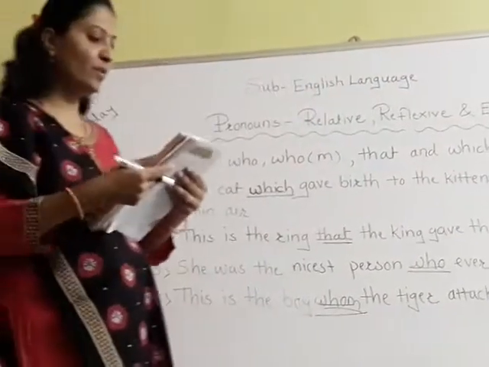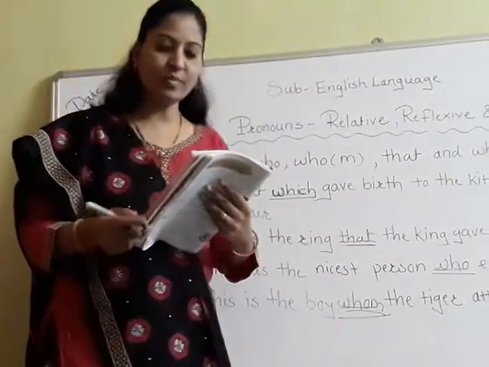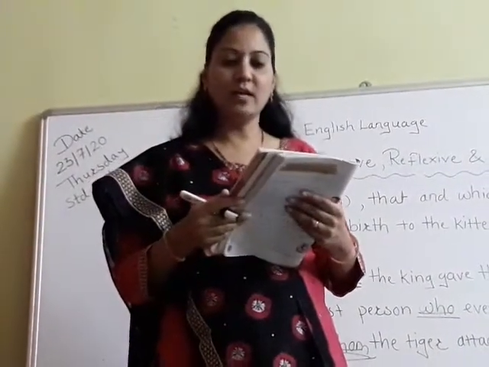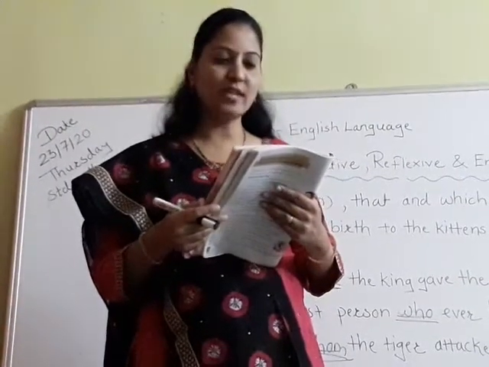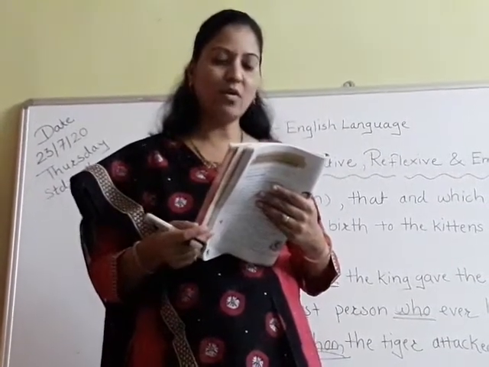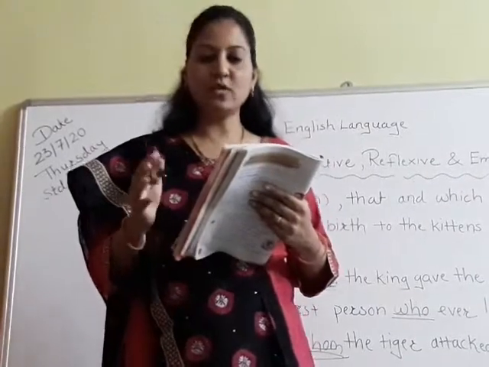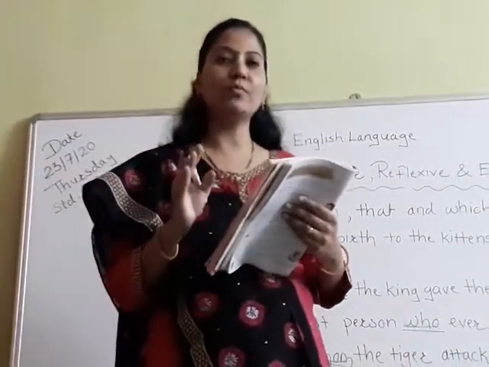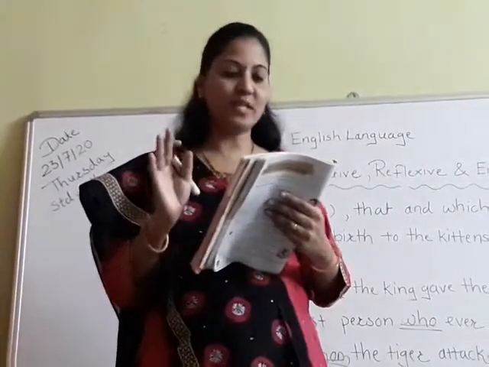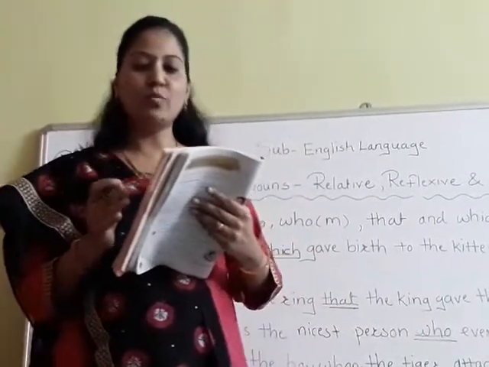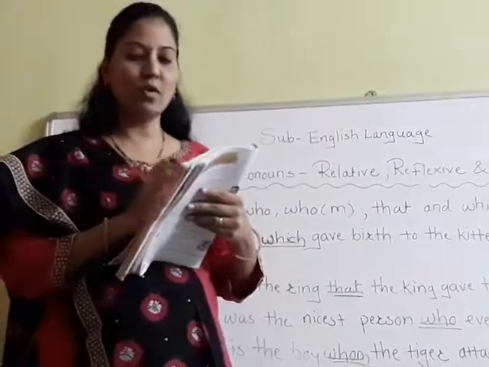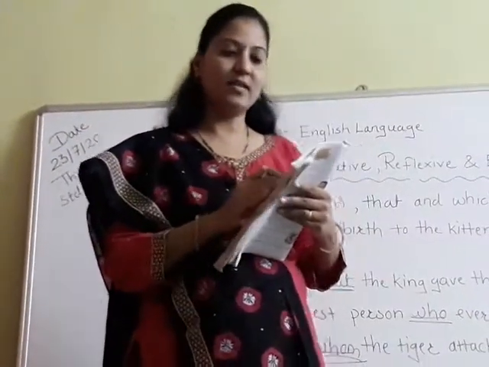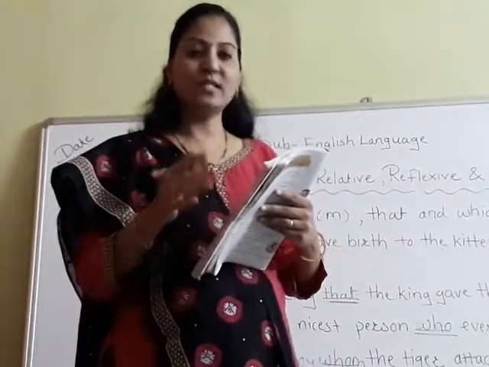Now see question number B. Join the following pairs of sentences with that and which, and remember when we use which or that, we drop it or them from the group of words that follow. Now two columns are given here. On one side the sentences are given, and on the other side the options are given.